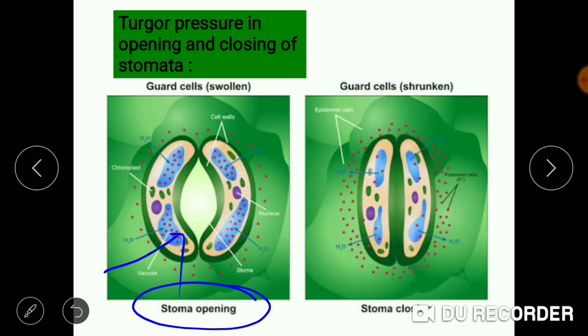So the movement of water molecules within the guard cells has led to opening of stomata, or as we can say, the turgidity of the guard cell has led to opening of stomata during the daytime.